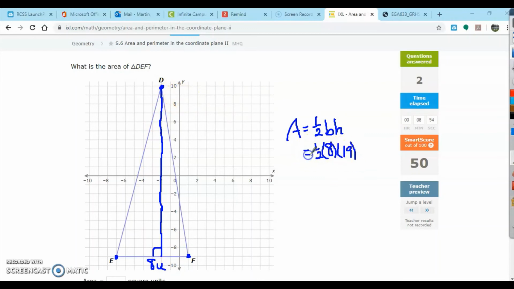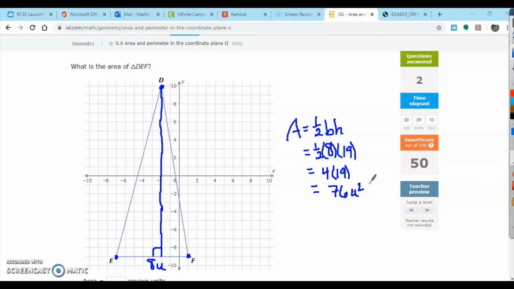So the area is 1/2 times 8 times 19. Well, 1/2 times 8, that's 4. And that's times 19. What's 4 times 19? I don't know, you guys give me that real quick. What is that? 76 units squared.